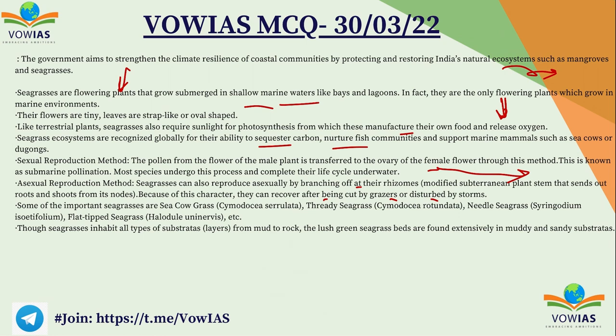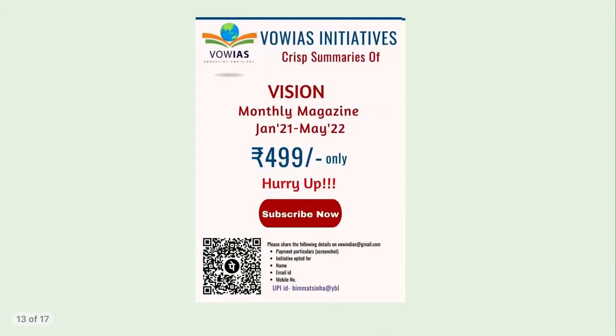Some of the important seagrasses are sea cow grass, thready seagrass, needle seagrass, flat-tipped seagrass, etc. Those seagrasses inhabit all types of substrata from mud to rock. The lush green seagrass beds are found extensively in muddy and sandy substrates. So this is all about seagrasses. So these are the 5 questions of the day.